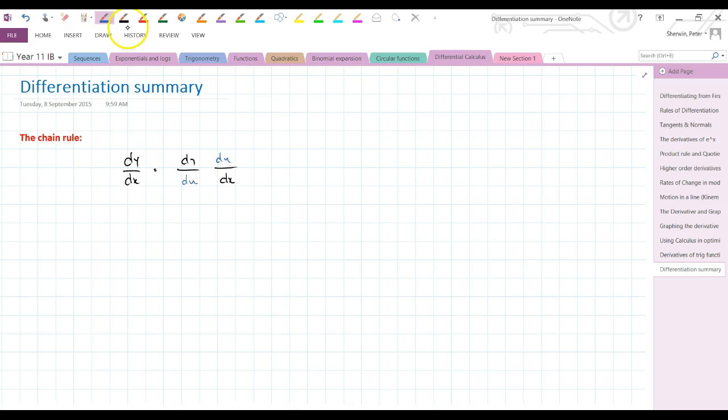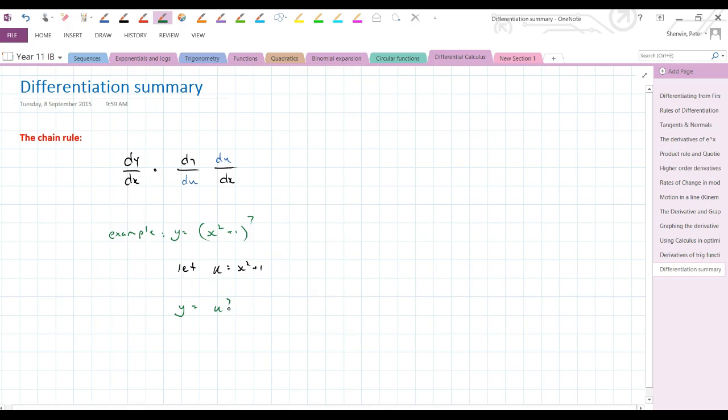Now that underpins so many of the differentiation rules, so I thought it was worth just looking at and maybe doing one example of. So an example of that is any function at all. Let's take (x squared plus 1) to the power of 7, and look at differentiating this, but we're going to do it through a substitution. So u is going to equal x squared plus 1, and this allows us therefore to rewrite this as y equals u to the power of 7.